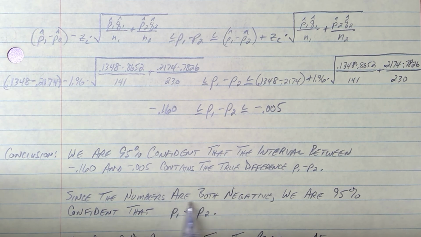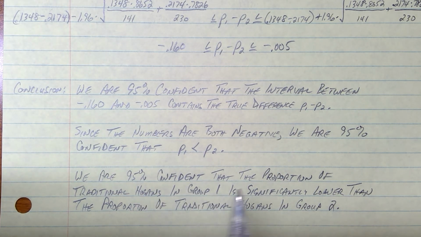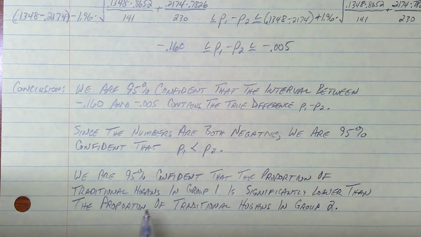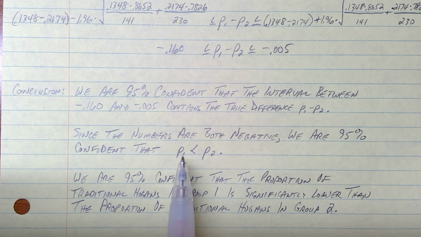So now we just say that using words from the problem. We are 95% confident that the proportion of traditional Hogans in group 1 is significantly lower than the proportion of traditional Hogans in group 2. I just flipped the groups. I just had them switch places because I wanted to show you an example where they both wound up negative. And so now group 1 is smaller than group 2. The proportion in group 1 is smaller than the proportion in group 2.